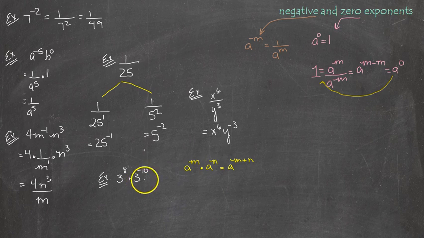The base is the same, right? They're both 3 in this case. So I have 3 to the m, which is 8, plus n, which is negative 10. That's the same thing as 3 to the 8 minus 10, that's 3 to the negative 2. But we want to write this with no negative exponents, so I'm going to apply this property and write it as 1 over 3 squared. One more.